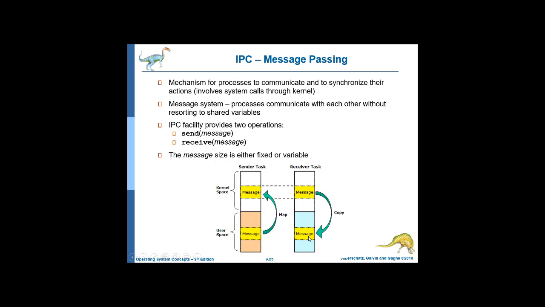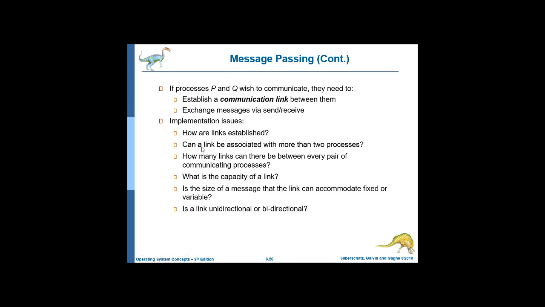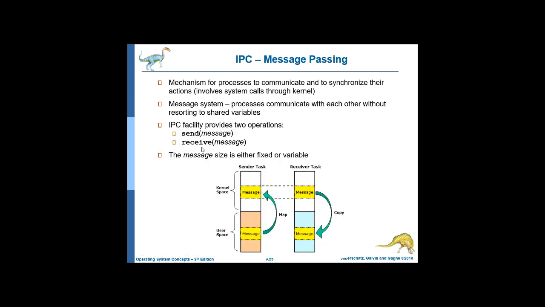So the receiver gets the same messages which were in the user space of the sender into its own user space. For this type of inter-process communication, message passing, you have two operations: sending something and receiving something. The sender will use the send operation to send a message, and the receiver will use the receive operation to receive a message. I think we should stop here, and in the next lecture we will revisit the concept of message passing. Any question?